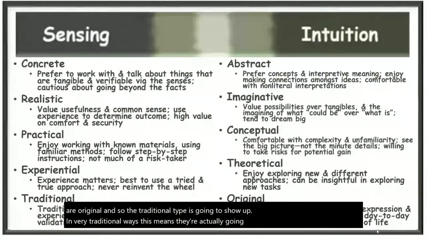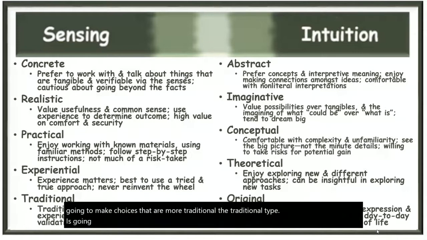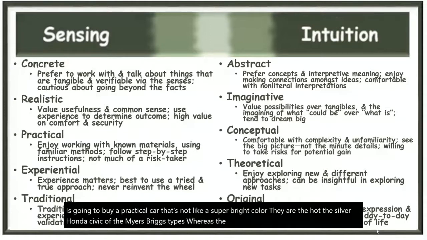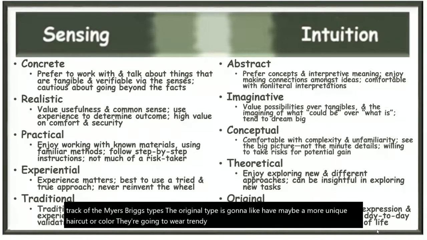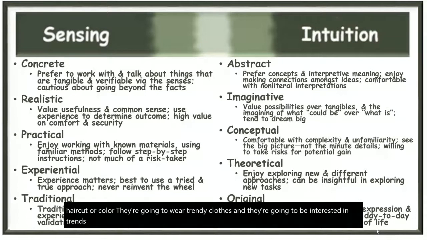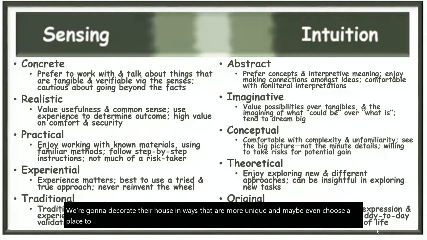They're going to make choices that are more traditional. The traditional type is going to buy a practical car that's not a super bright color. You know, they are the silver Honda Civic of the Myers-Briggs types, whereas the original type is the orange Subaru Crosstrek of the Myers-Briggs types. The original type is going to have maybe a more unique haircut or color. They're going to wear trendy clothes and be interested in trends overall. They're going to decorate their house in ways that are more unique and maybe even choose a place to live that feels more unique and original.